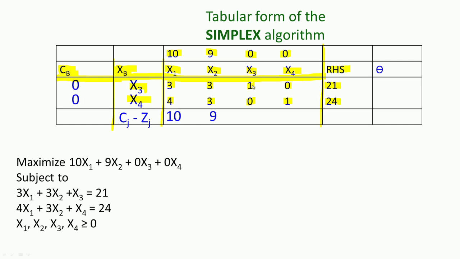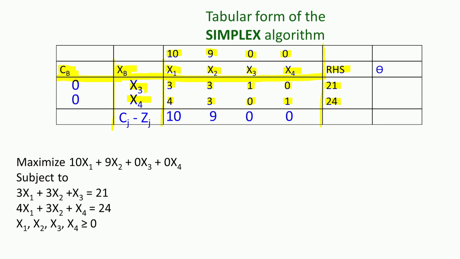Z3 is 0 into 1 plus 0 into 0, which is 0, and C3 is 0 because the objective function coefficient of x3 is 0. Therefore, C3 minus Z3 will become 0 minus 0, which is 0. In a similar manner, C4 is 0, Z4 is 0 into 0 plus 0 into 1, which is 0. Therefore, C4 minus Z4 is 0 minus 0, which is 0.